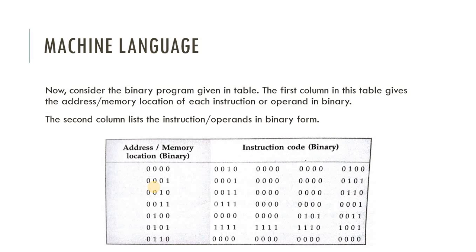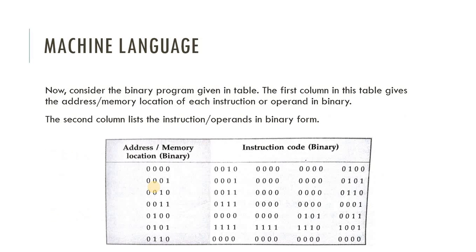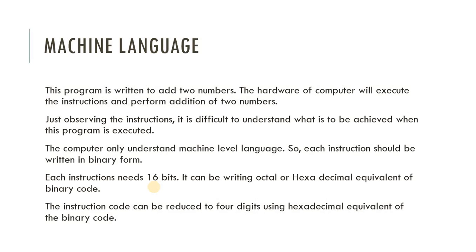By looking at this table, we can't recognize what exactly the instruction is. It is very difficult to interpret, and to understand this we need to learn a different binary code. We need to remember the binary code for the instructions. This table indicates a program which adds two numbers, and the hardware of the computer will execute the instructions and perform the addition. Just by observing the instruction, it is difficult to understand what is to be achieved when this program is executed.